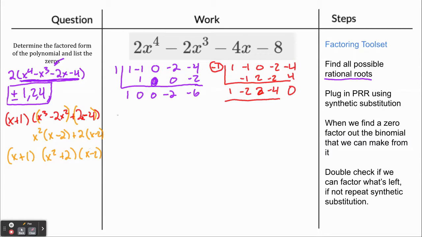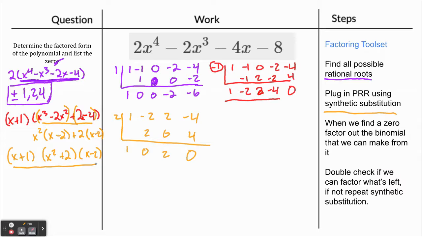If we wanted to, we could have plugged in positive 2 in here, and what you would have seen with this string of numbers here, negative 2, positive 2, and negative 4, is that these would have canceled out and given me a 0 anyways. So again, you could have continued to use this, but I used factoring by grouping because that's in my factoring toolset. So either way, you're going to get this as our factored form.